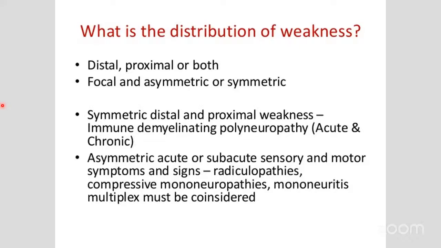Moving on to the first question, that is the distribution of weakness, whether it is distal, proximal, or both. Is it focal and asymmetric or symmetric? Examples of symmetric, distal, and proximal weakness are immune-mediated polyneuropathies, which can be acute or chronic, for example GBS and CIDP. Asymmetric, acute or subacute sensory and motor symptoms, as seen in radiculopathies, compressive mononeuropathies, and mononeuritis multiplex should be considered.